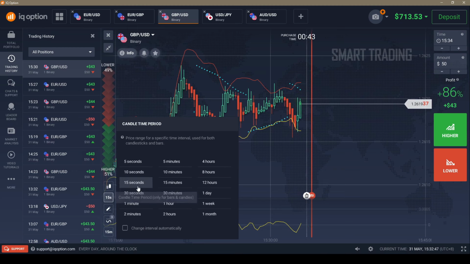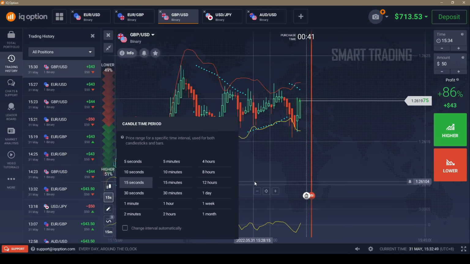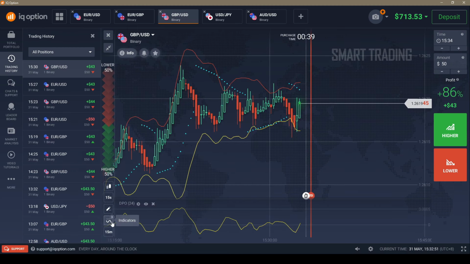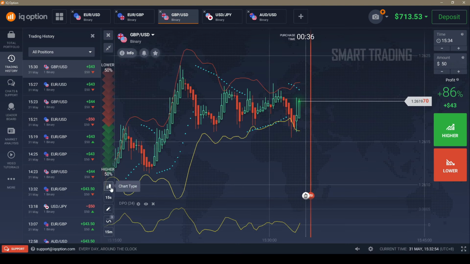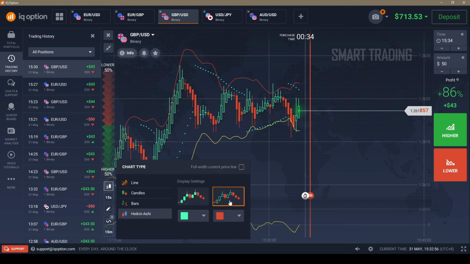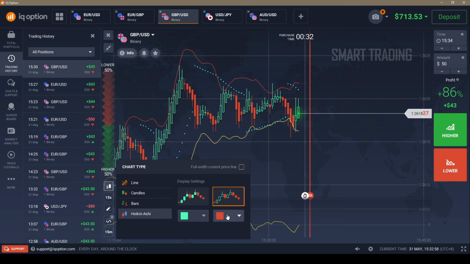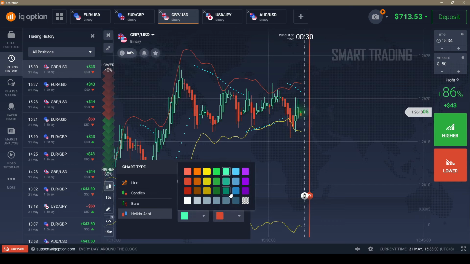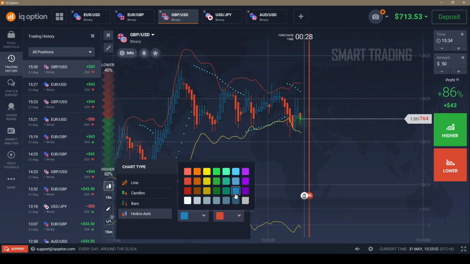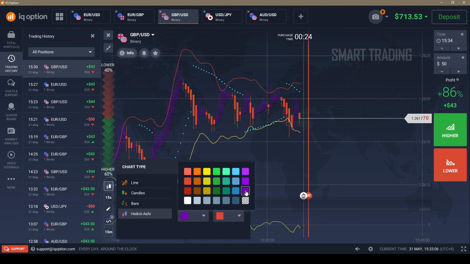Be sure to set the time frame to 15 seconds, with a chart type of Heikin-Ashi to easily detect trending candles. I set my candle colors to be good for my eyes. I prefer a dark color for the uptrend candle bars, then red for the downtrend bars.